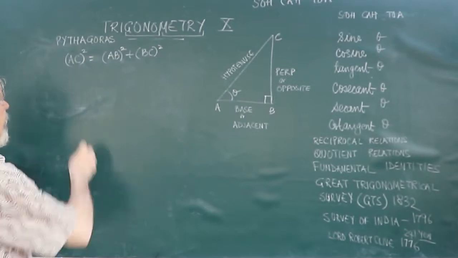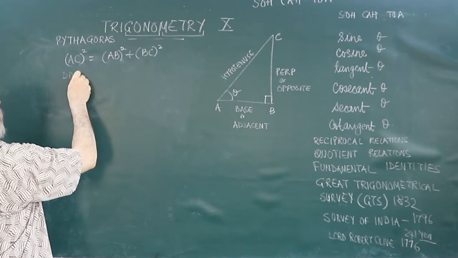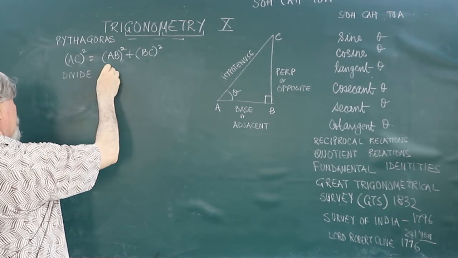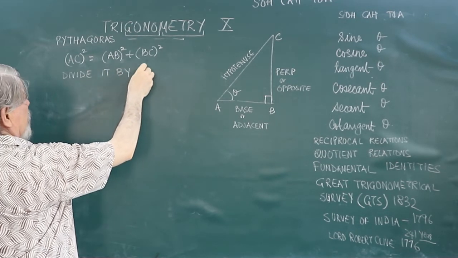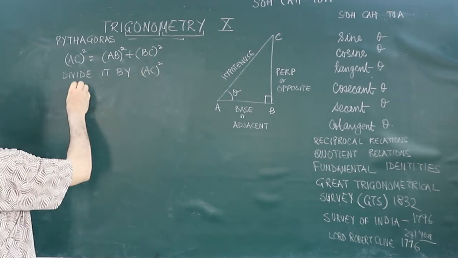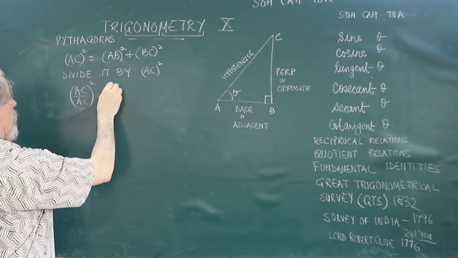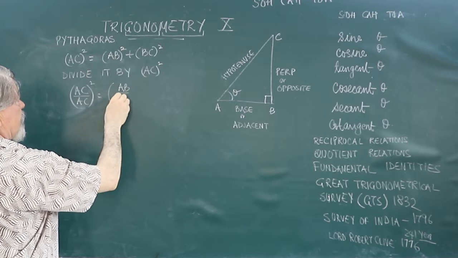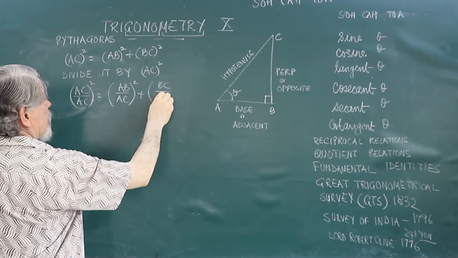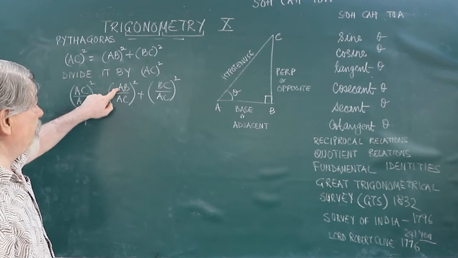Now, let me divide the equation by AC square. So AC square upon AC whole square. This will become AB upon AC whole square, and it will become BC upon AC whole square. This will become 1 square, and 1 square is 1.